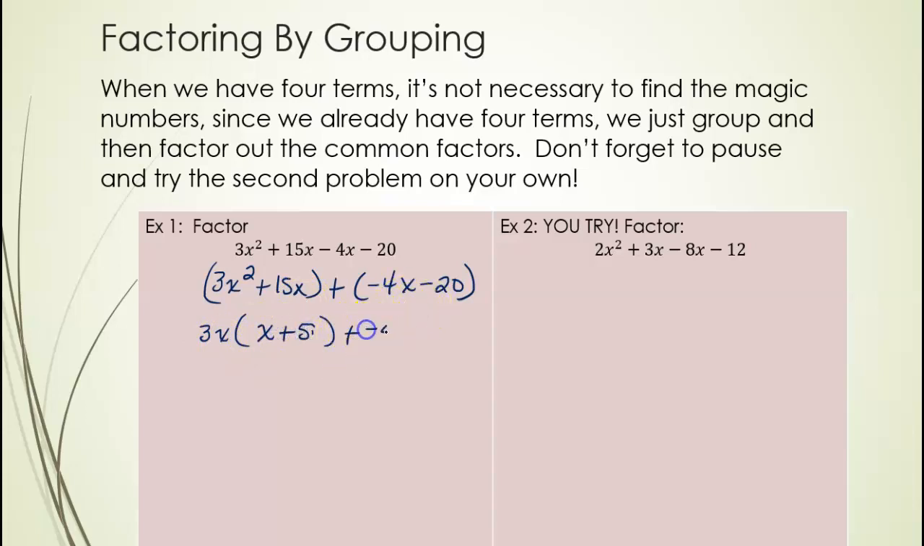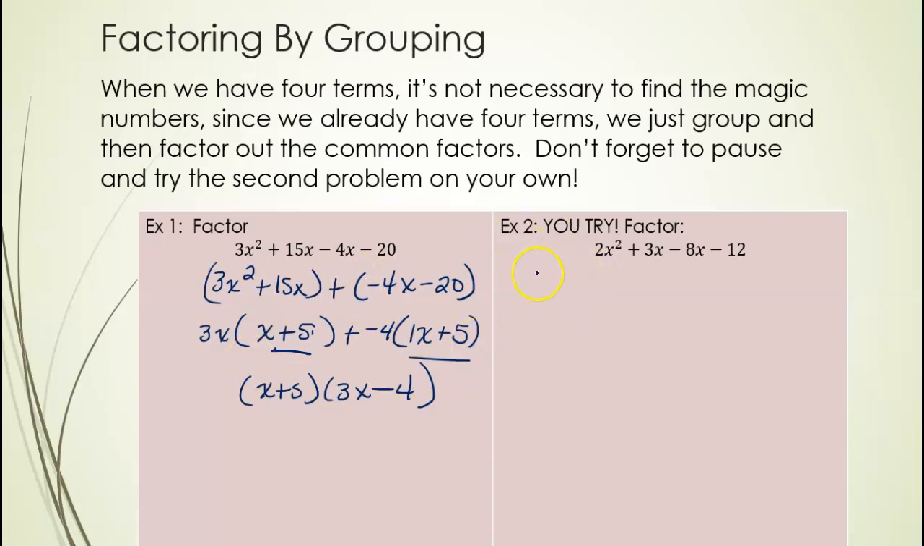For this one, I want to take out the negatives so that I will leave the positive on the inside. -4x divided by -4x is 1, and -20 divided by -4 is +5. The two parentheses match, so this becomes x plus 5 times 3x minus 4. Go ahead and pause the video and you try number 2 on your own sheet of paper. Go ahead and do that now.